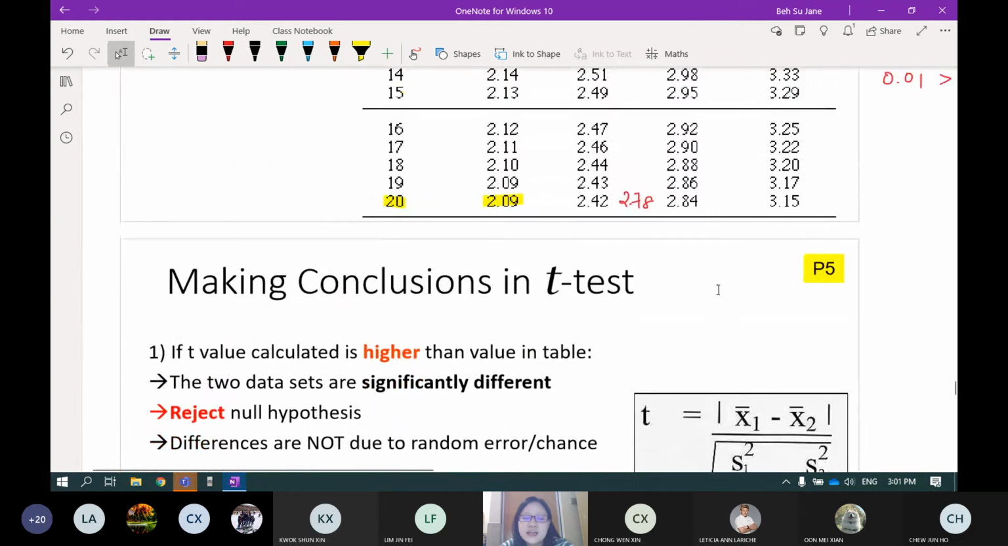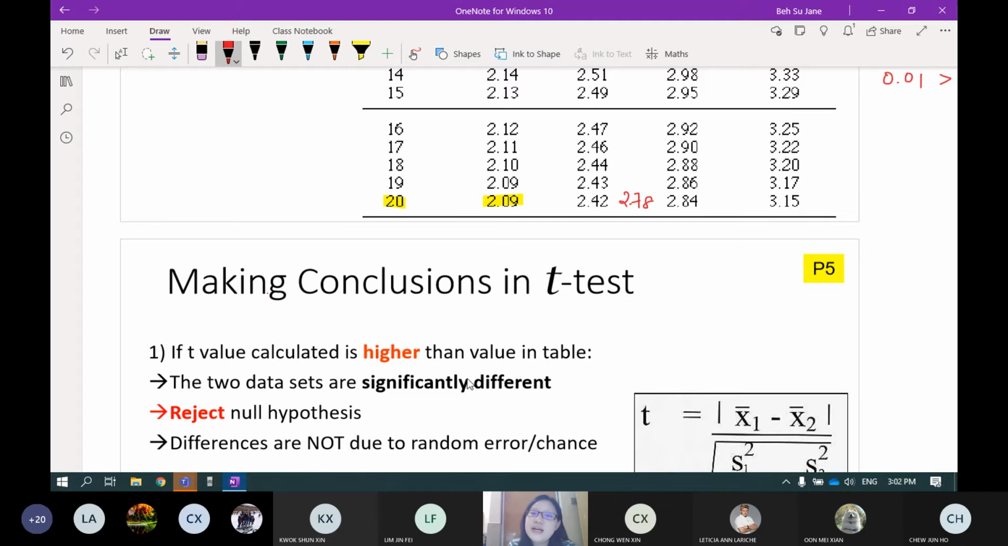Null hypothesis says that there is no significant difference. Obviously, that is wrong. And the differences are not due to random error or chance. Does it sound familiar? It should sound familiar. It's the same as the chi-square test, just that now we're talking about the t value, not the chi-square value. Same idea.